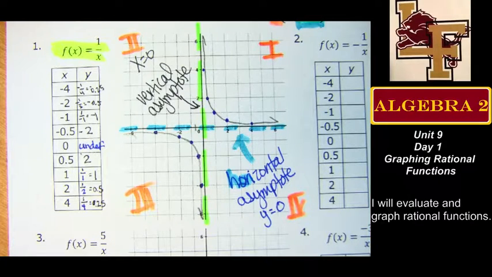Should we talk a little bit about domain and range? It's just going to go on infinitely. Okay, it goes on infinitely. Range, feeling like all real numbers, except which one? 0. So the range is all numbers except for 0. Okay. The range is all real numbers except 0.